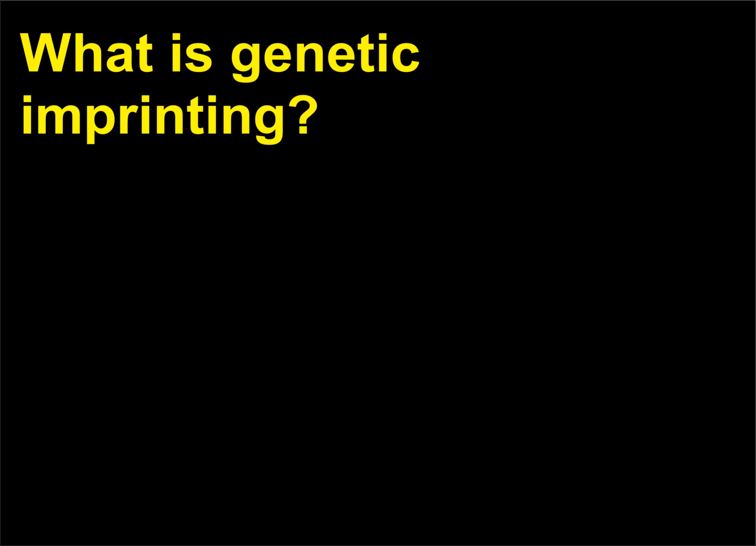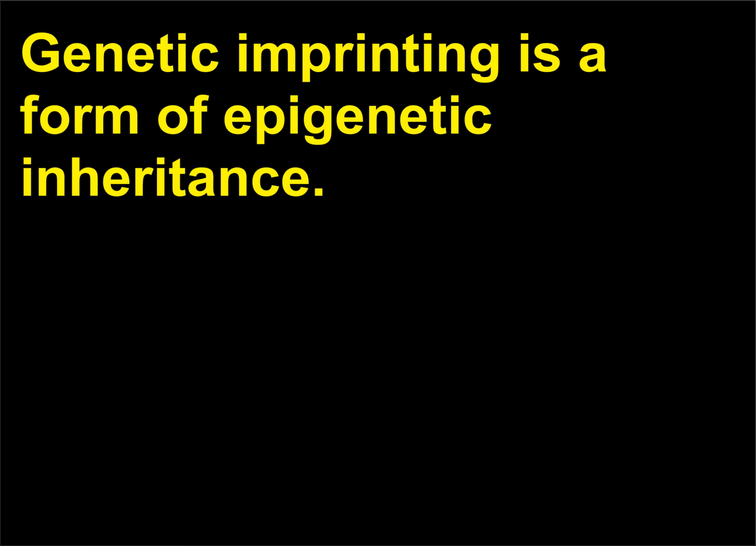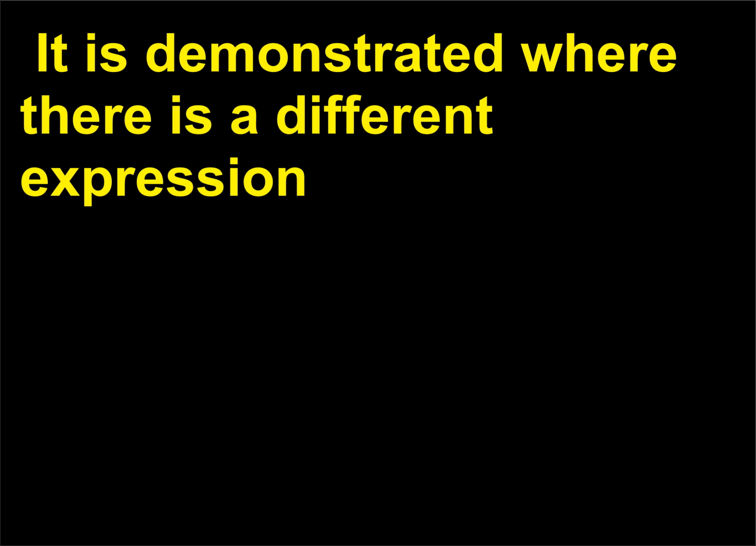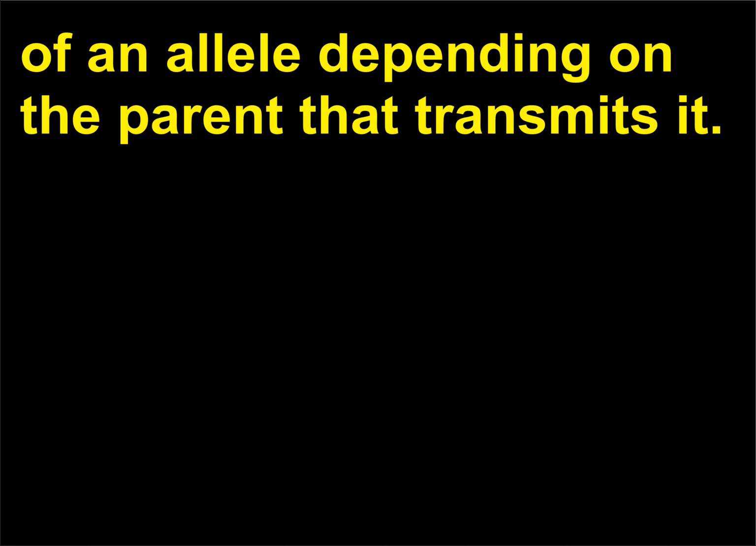What is genetic imprinting? Genetic imprinting is a form of epigenetic inheritance. It is demonstrated where there is a different expression of an allele depending on the parent that transmits it.